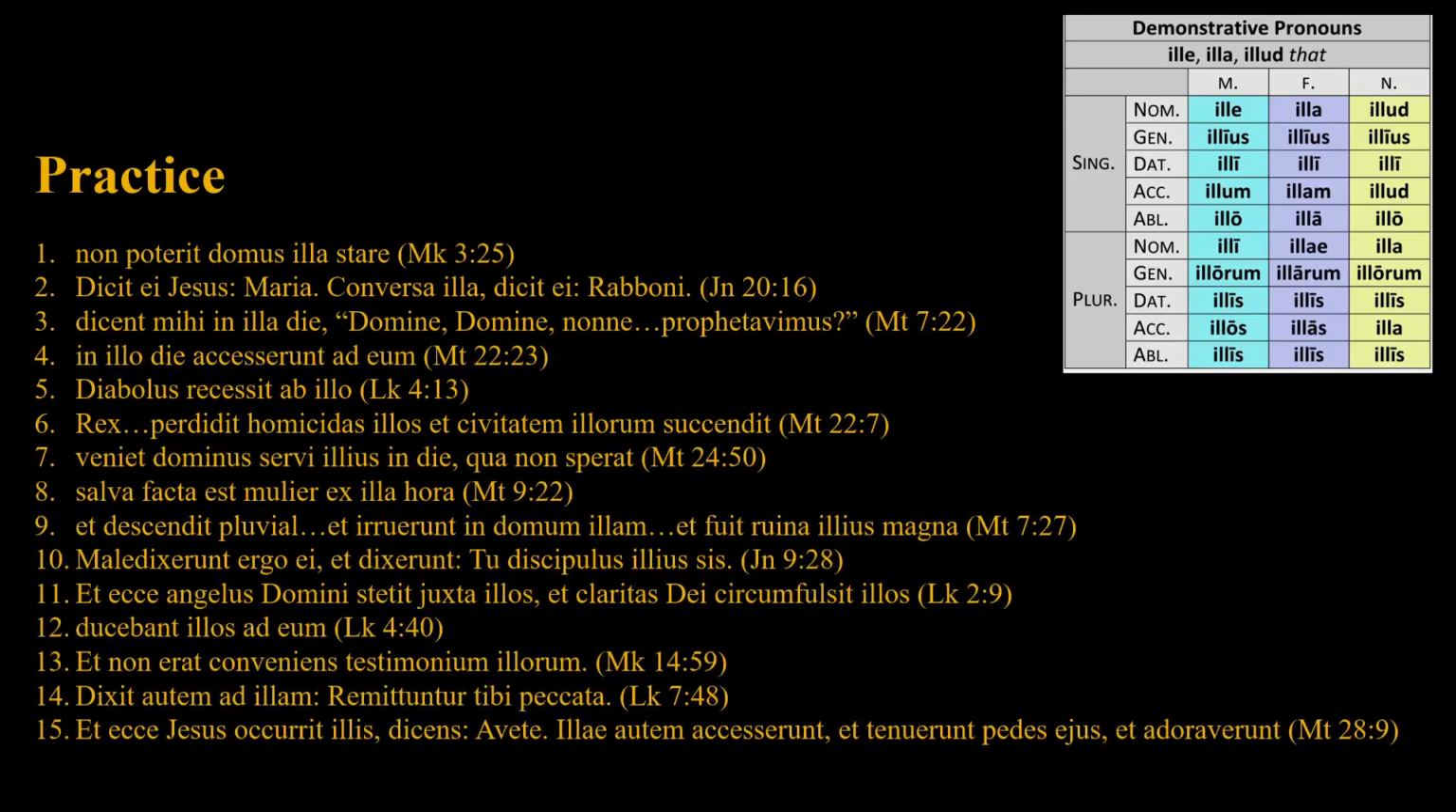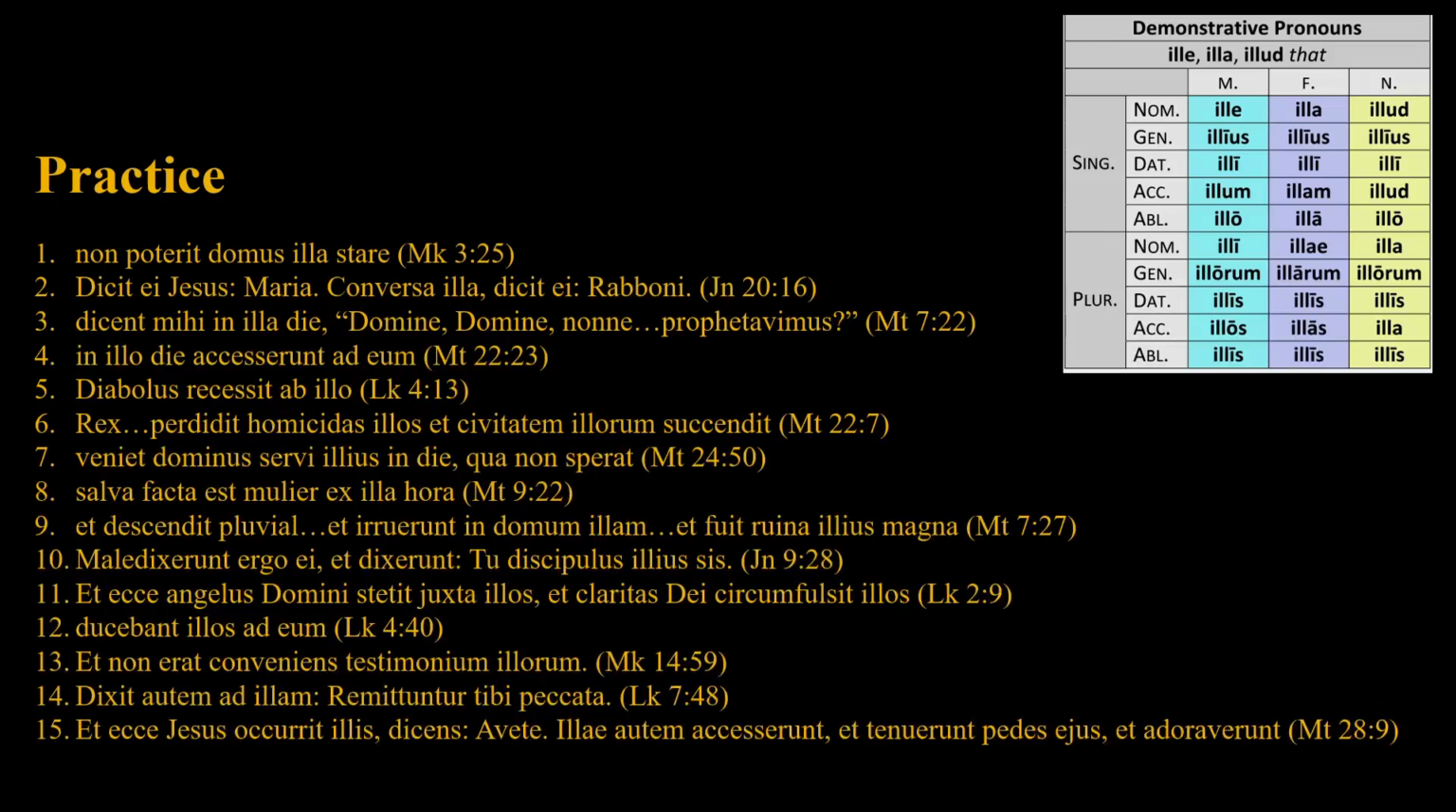Conveniens, from the verb convenio, meaning consistent, fitting, appropriate. So something wasn't fitting, something wasn't appropriate. What? The testimonium. So testimony was not fitting, was not appropriate. Illorum, the testimony of them. The testimony of those people. Testimonium illorum. And so there we have the genitive plural. Okay? So the testimony of them, the testimony of those people was not consistent.